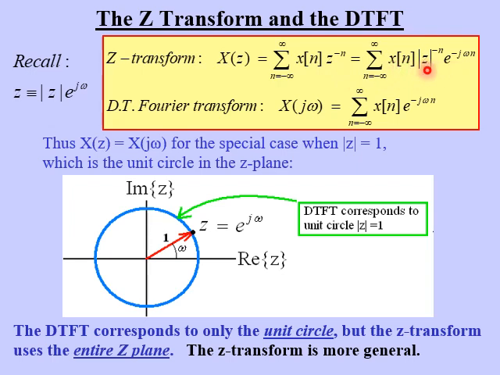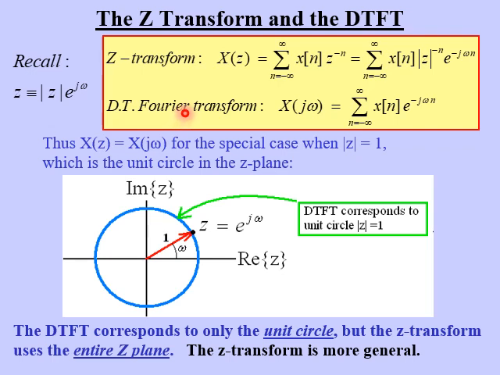I get x of n times the magnitude of z to the minus n times e to the minus j omega n. Well, let's compare that with what we learned in chapter 5 on the discrete time Fourier transform. The discrete time Fourier transform, X of j omega, is the summation of the sequence x of n times e to the minus j omega n. Notice that these two forms are exactly equal to each other for the special case where the magnitude of z is equal to 1. In that case, the z transform is actually equal to the DTFT.